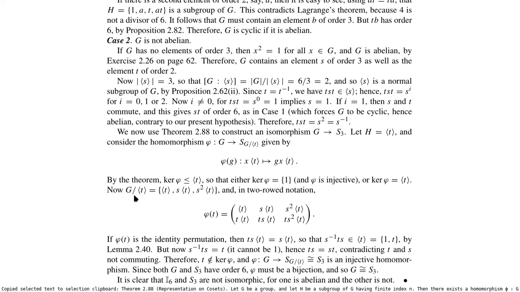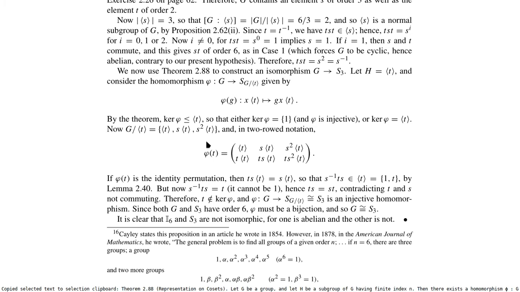Okay, so if that's the case, then G mod T, which is going to contain all the cosets, will be the cyclic subgroup itself. It's going to contain S times the cyclic subgroup, then S squared times the cyclic subgroup. Okay, and we can write that as a matrix like this.